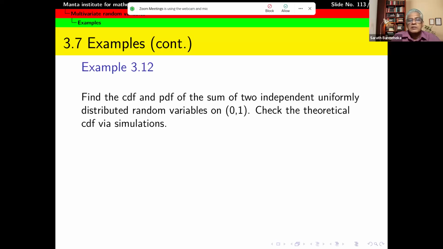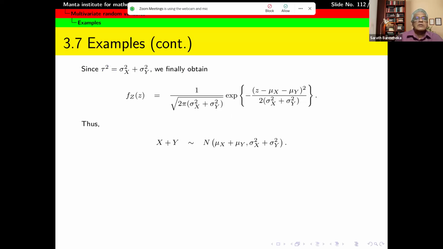Now let us look at another example. Here we are going to look at the sum of two independent uniformly distributed random variables on 0, 1. So that means the sum of two independent standard uniform random variables. So find the CDF and PDF of the sum of two independent uniformly distributed random variables on 0, 1. Check the theoretical CDF via simulations also. So first we will get the CDF and PDF theoretically, and then we will do simulations and see whether the PDF looks like the theoretical one, right.